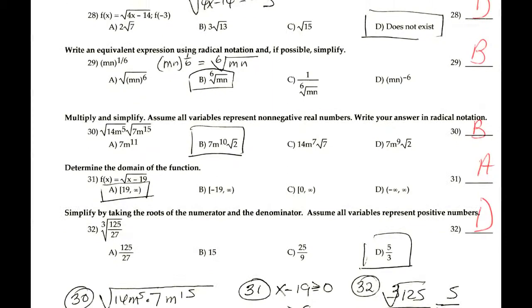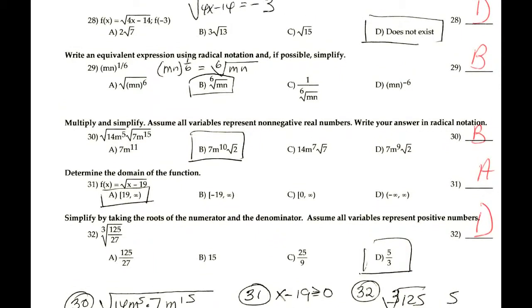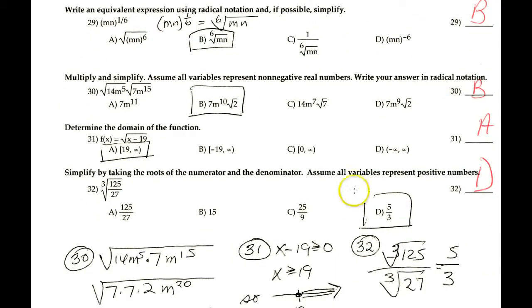All right, we're almost finished here. Number 29. Now, basically, they want us to write a fractional exponent into its radical form. So, we take our denominator of that rational exponent and use that as the index number. And then what's inside the parentheses becomes our radicand. And since it's just to the first power, we don't write it. So that one was pretty easy.